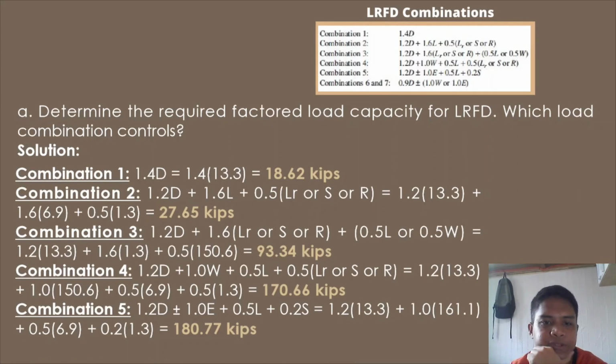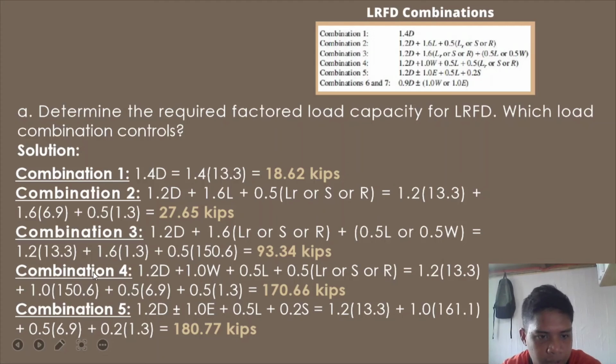Okay, combination 1, substitute the dead load and then multiply. The answer 18.62 kips. Combination 2, substitute. Yan, 1.3 lang dito. Same lang sila. Substitute, multiply mo yan, and then add mo sa lahat. Ganun lang, all process. So, yung pinakamataas, may choices tayo dito, live load and wind. Ano yung pinakamataas? Yun yung gamitin natin. Since dito is same lang man, 1.3, kaya yun ang isang ginamit.